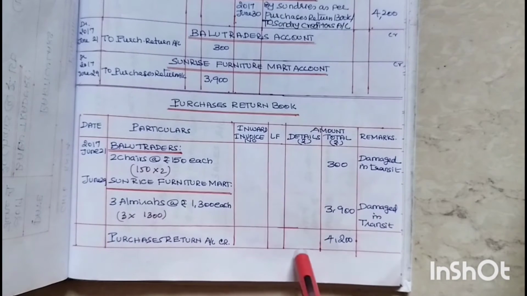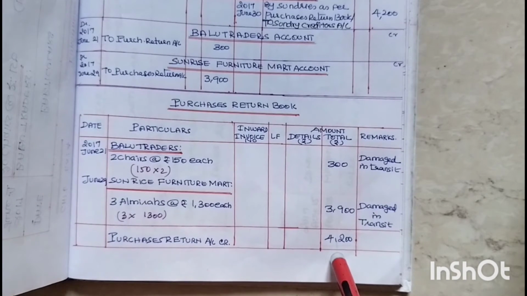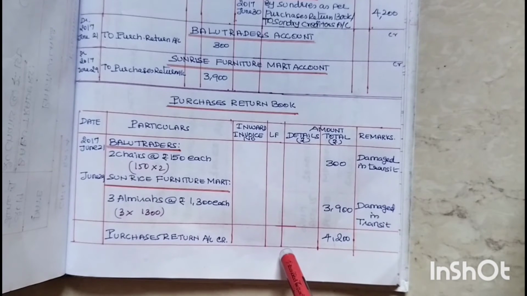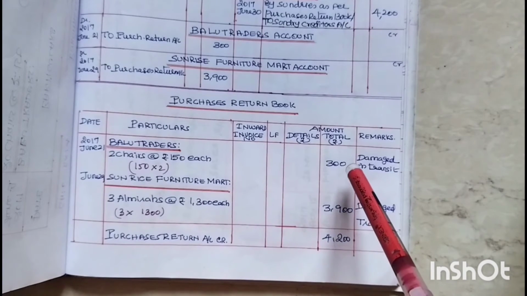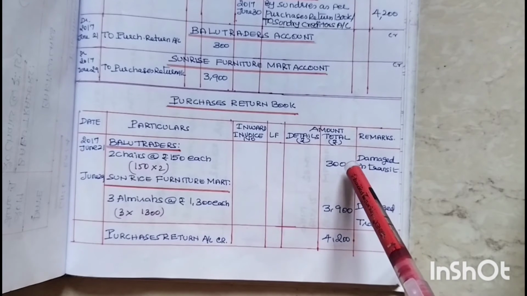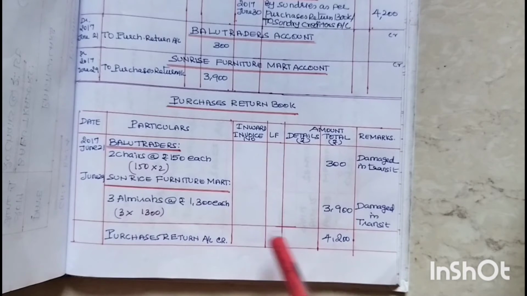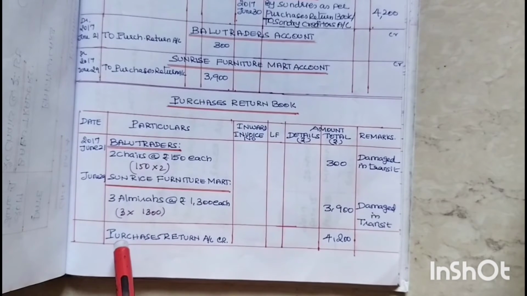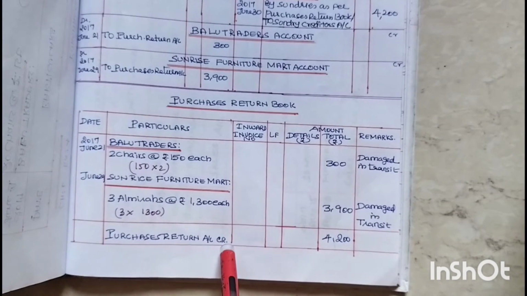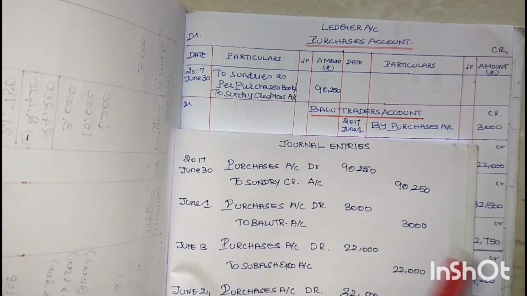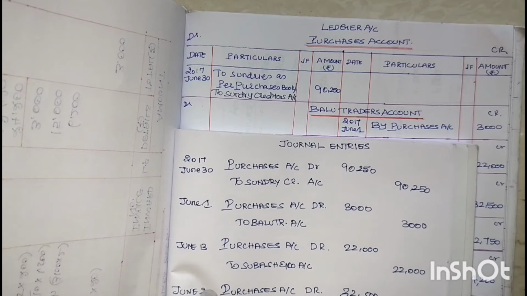In the same way, we find the purchases return book total amount. We add the total column, that is 3,000 plus 3,900. We got 4,200. What do we write here in the particulars column? Purchases Return Account Cr. rupees 4,200. So we prepared the purchases book and purchases return book for the given information.